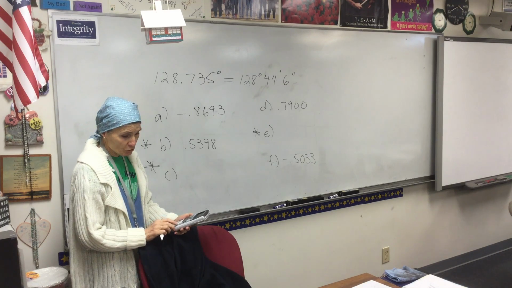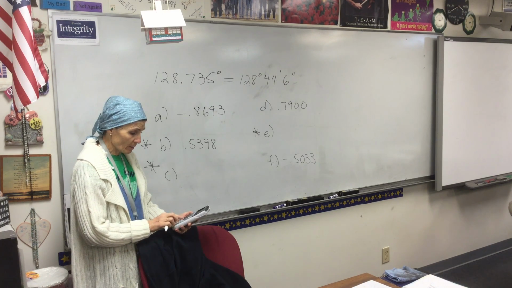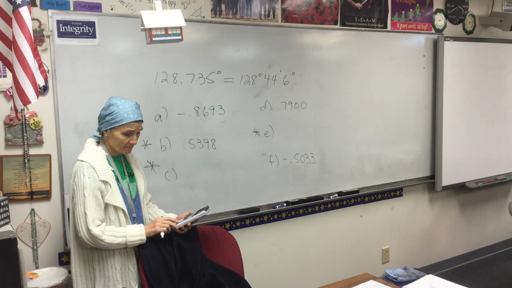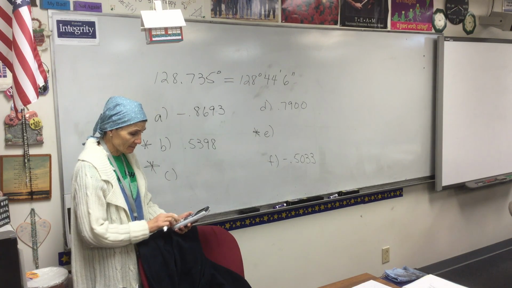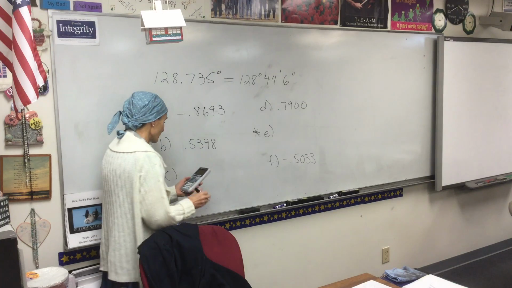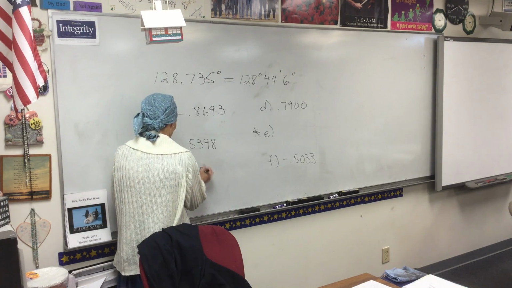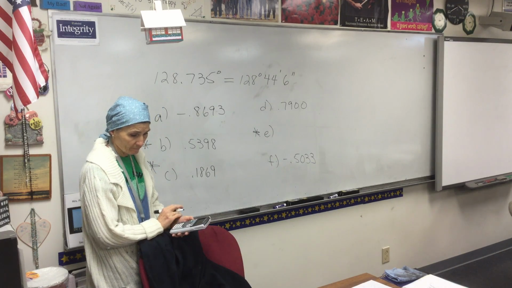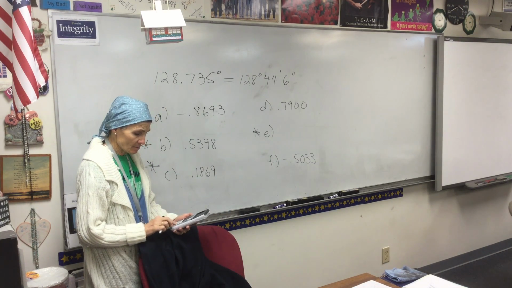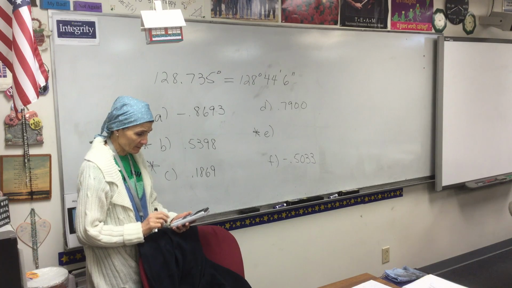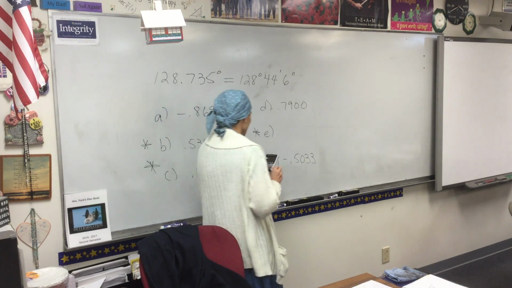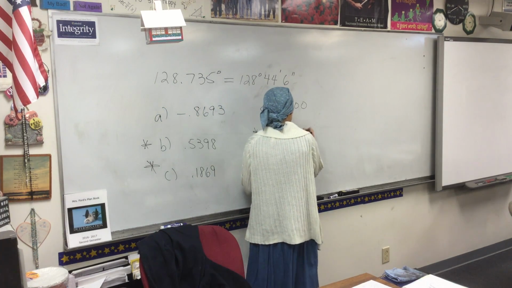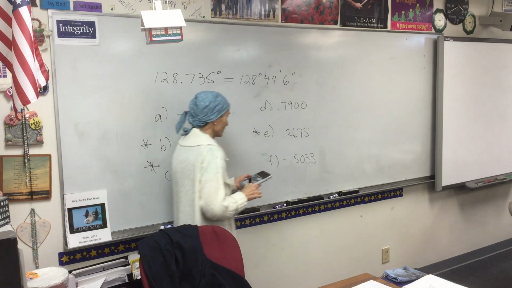For C, be sure that you're using the pi button, so 18 pi divided by 17. Make sure you're using the pi button on that problem. 0.1869. And E, that's the one that, oh lordy, everybody better get that one right. 0.2675. That one's so easy to type in, just cosine 1.3.